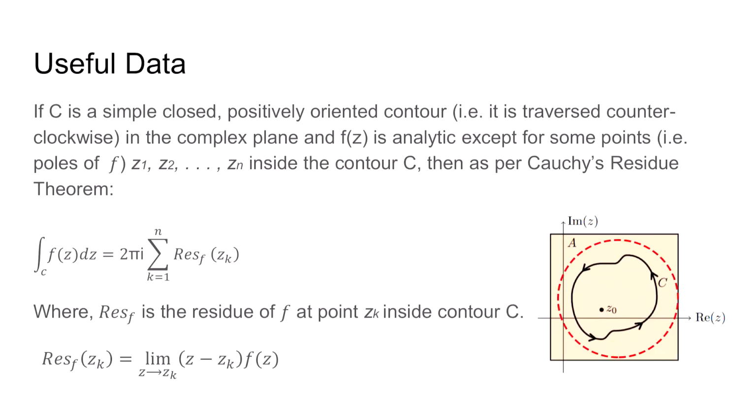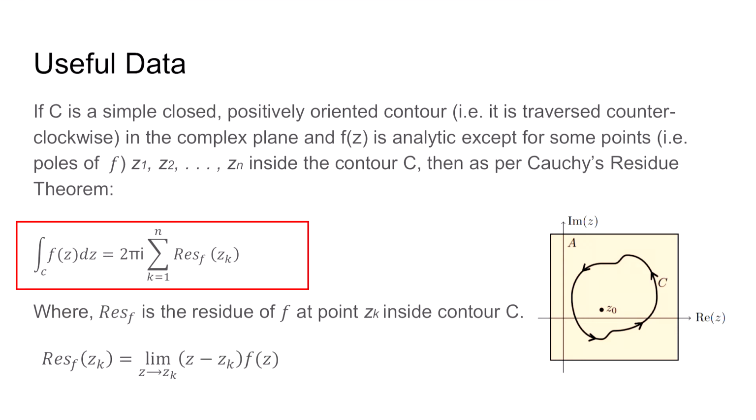If C is a simple closed, positively oriented contour, that is, it is traversed counterclockwise in a complex plane, and function f(z) is analytic except for some points that are the poles of f(z), generalized as z1, z2 all the way till zn inside the contour C, then as per Cauchy's residue theorem, the value of the integral of f(z) dz over the contour C is given as 2πi times the summation of all the residues of that function f(z).